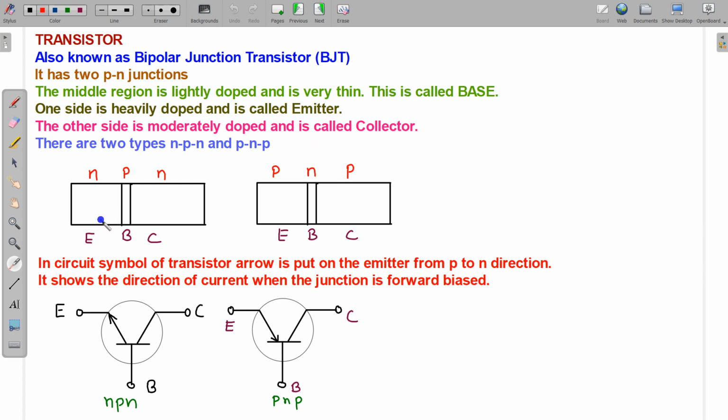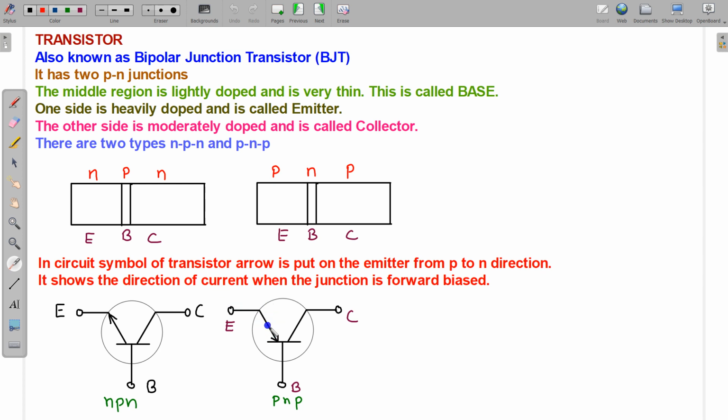Normally in circuits, we show the transistor something like this. In circuit symbol of transistor, we have put an arrow. This line represents base and this represents emitter, and one point on this side represents collector. So this is base terminal, this is emitter terminal connected to the emitter, and this is the collector terminal connected to collector. And arrow is put here. In this diagram, arrow is put from base to emitter, and in this diagram the direction of arrow is from emitter to base.